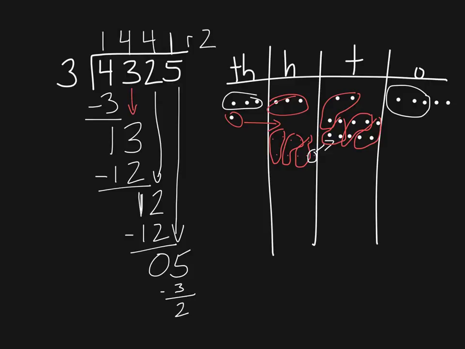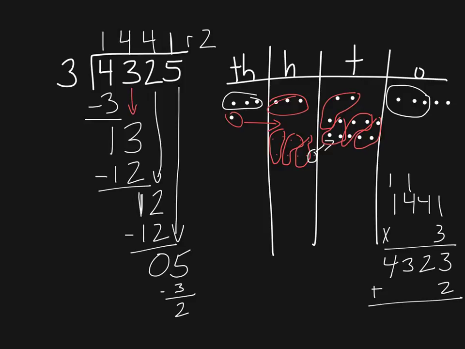I always want to multiply to check my work. So 1,441 times 3. 3 times 1 is 3. 3 times 4 is 12. And I got 4,323. I'm going to add my remainder of 2. And I get back to my original dividend, so I know I did my work correctly.